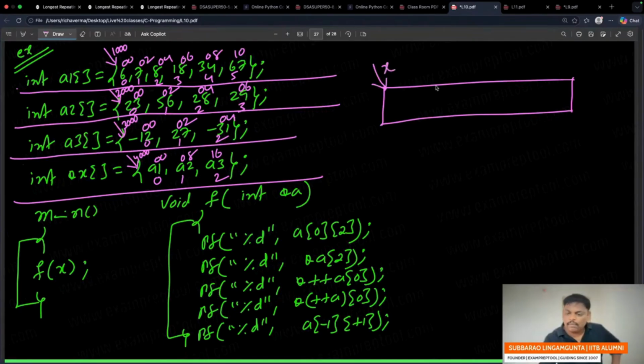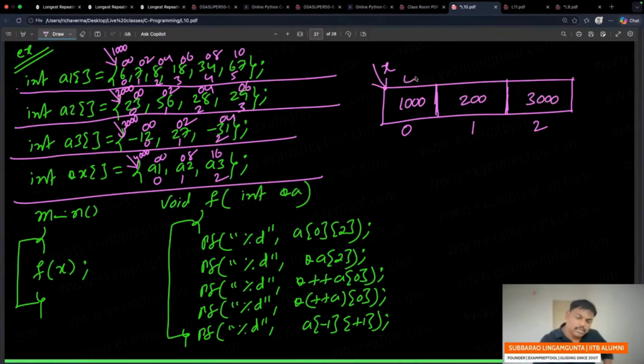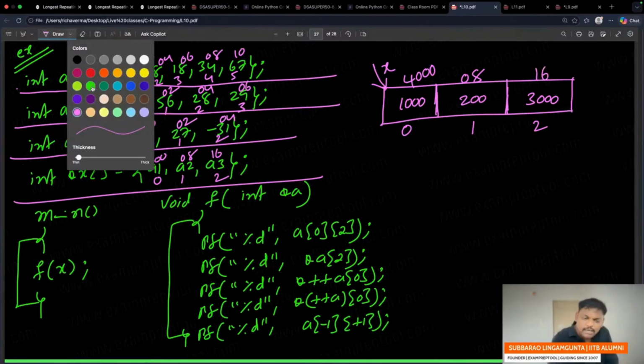X 0, 1, 2. A1 1000. A2 2000. A3 3000. So this is anyhow 4000. This is 4008. This is 4016. Everything is available. X. Now listen, because these are an array of pointers, try to understand.